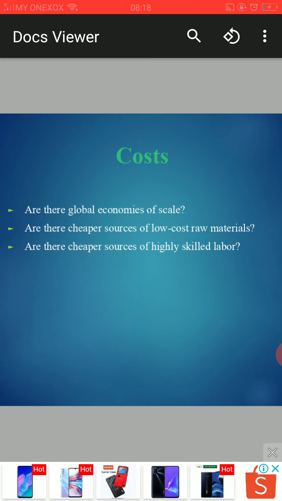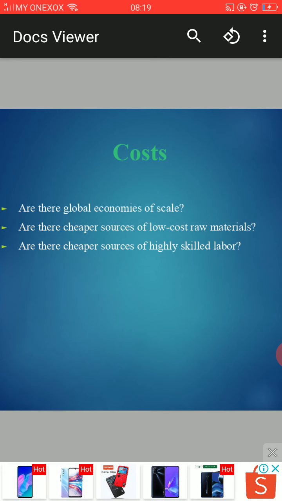If the home country raw material is much cheaper, it is better to produce at the home country to avoid the additional administration and shipping costs. So the last question about cost, are there cheaper sources of highly skilled labor? For example, in the southern city of Guangzhou, China, 10,000 laborers work legal hours making shoes for Nike at $95 a month. Therefore it gives a great incentive for companies such as Nike to outsource the manufacturing work to China.